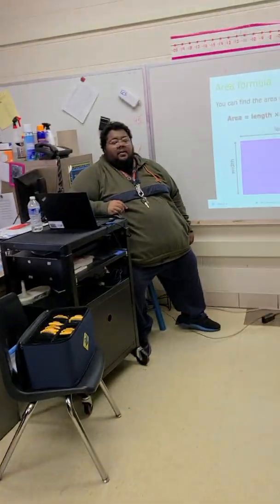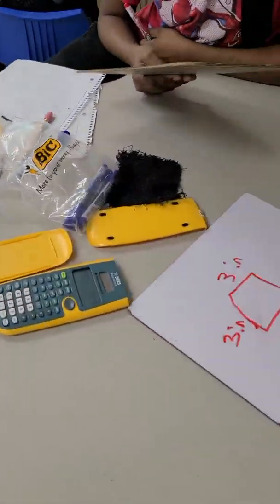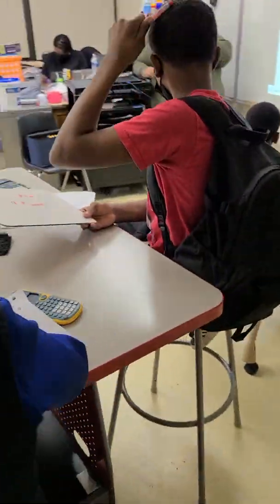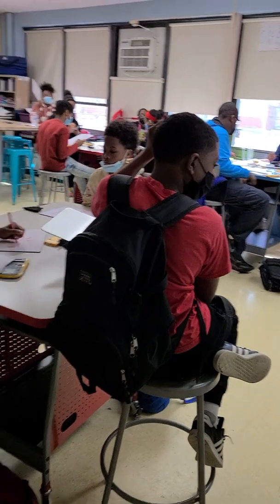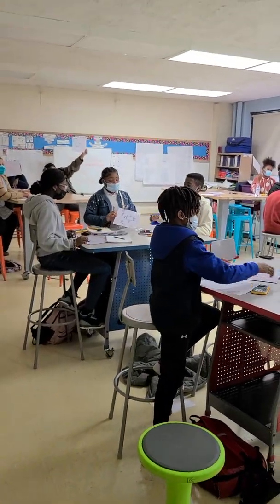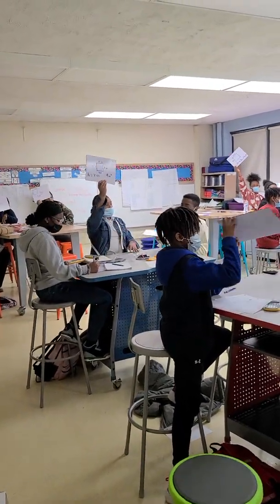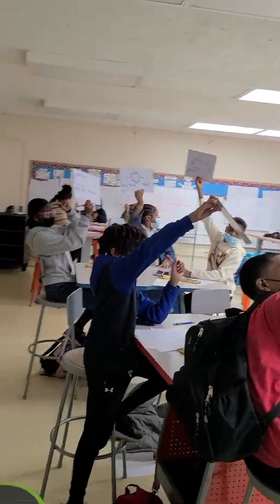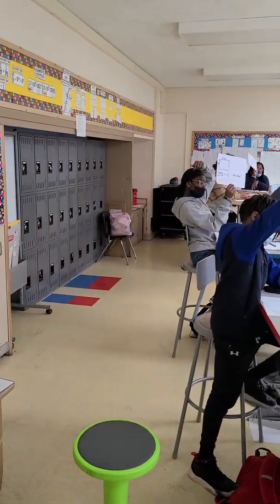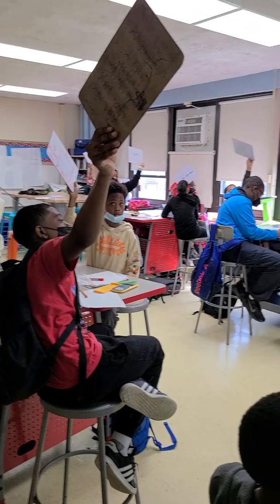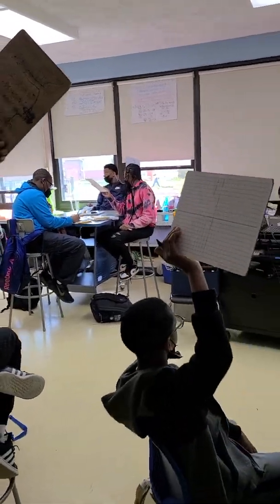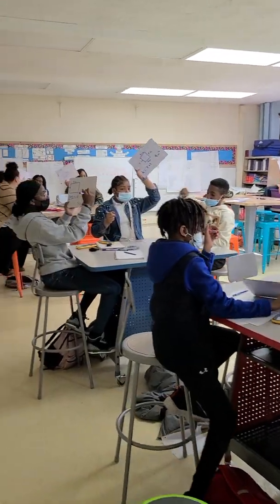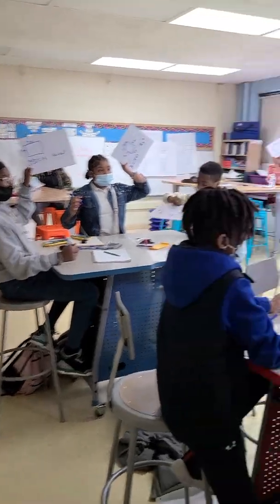All right, show me your board. 5, 4, 3, 2. Wrap it up. And 1. Show me your boards. So, I see 9 inches squared, 9 inches, 9 inches, 9 inches squared, 9 inches squared, 9 inches squared.